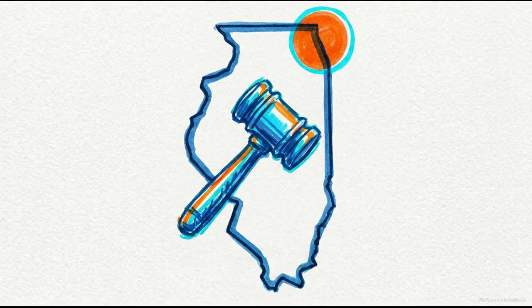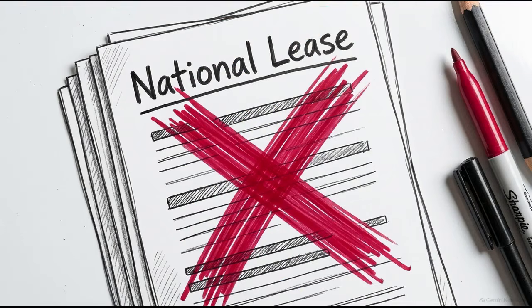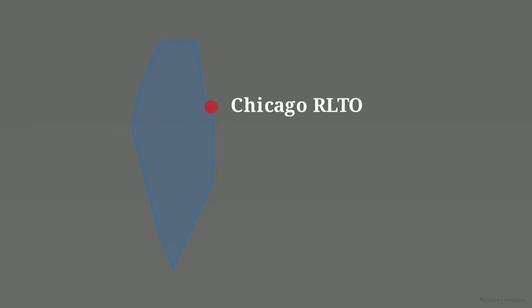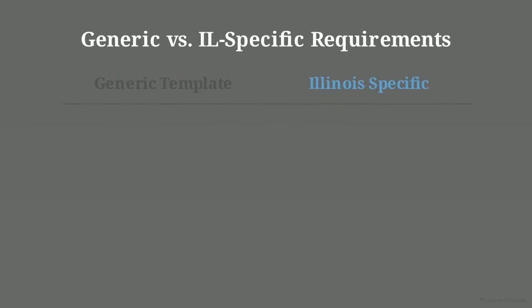Step 1 is understanding the landscape of Illinois landlord tenant law. A national lease template simply does not cover the local rules enforced here. This chart compares generic leases against strict Illinois requirements, like the Chicago RLTO.